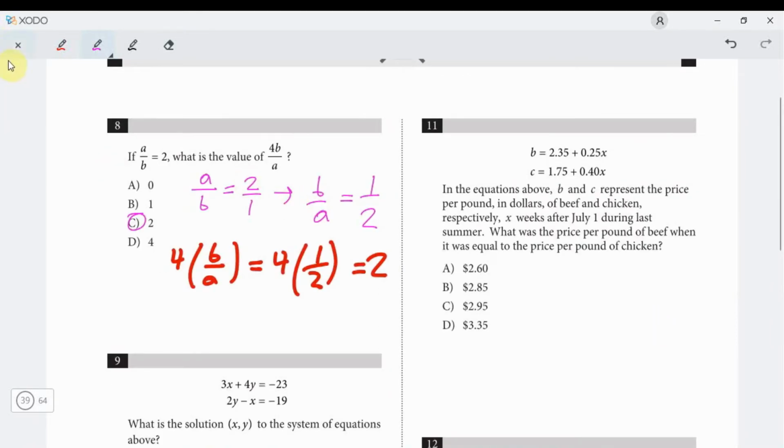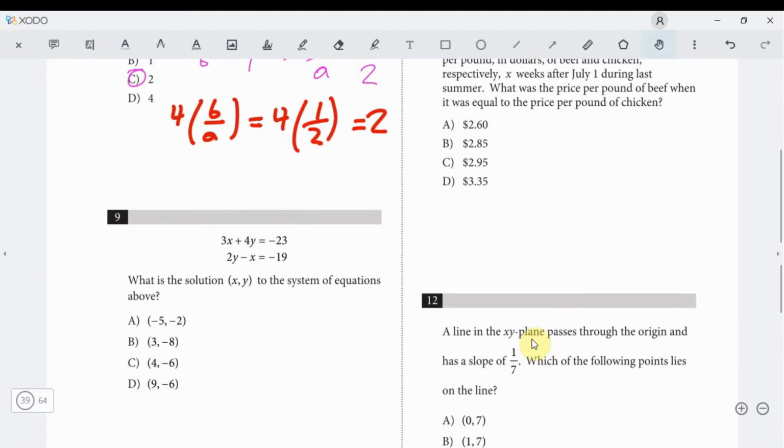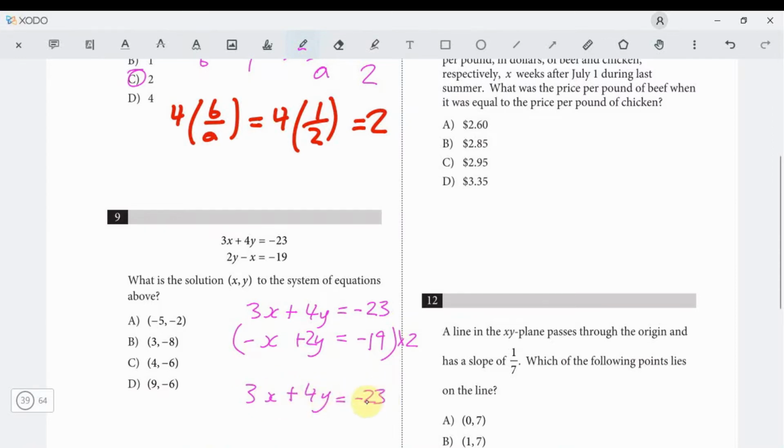Alright, this question here is a simultaneous equation. It wants the solution xy to the system above. So we have 3x plus 4y equal to negative 23, and negative x plus 2y equal to negative 19. I'm going to multiply the second equation by 2. Then I have 3x plus 4y equal to negative 23, and the second equation becomes negative 2x plus 4y equal to negative 38.